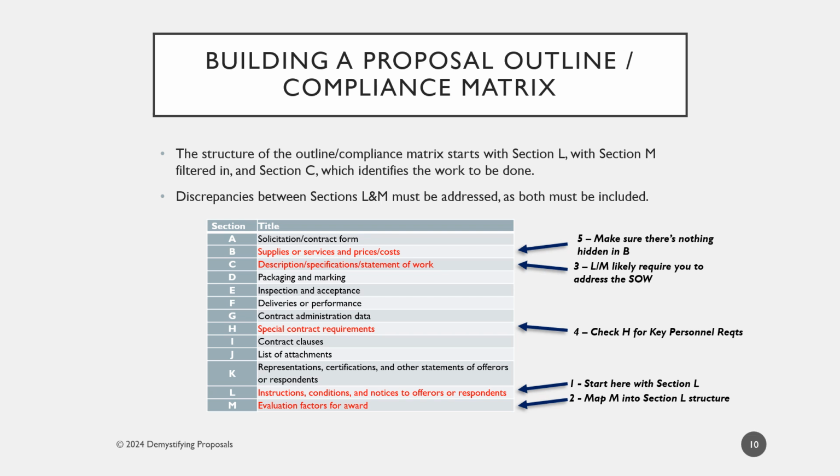The structure of the outline or compliance matrix starts with section L, with section M filtered in, and then section C. So step 1 is to start with section L. Step 2 is to map in section M into the L structure. Step 3 is to put in the statement of work or the PWS section wherever L and M require you to put it. Step 4 is to look in section H to see if there are any key personnel requirements that you need to put in your outline. And step 5 is to make sure there's nothing hidden in section B, which talks about the CLIN structure and the type of contract.